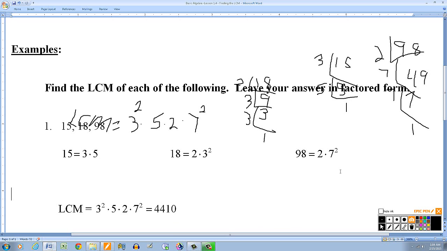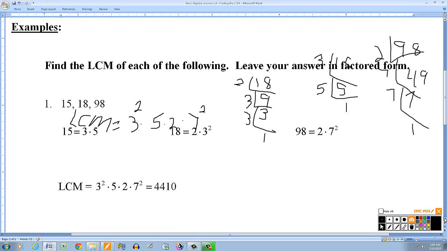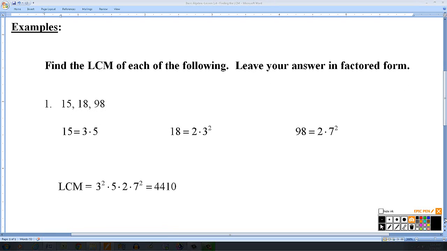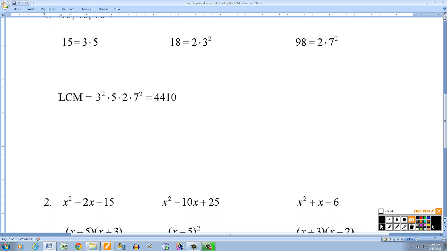That's one way you can check that you do have the correct answer. Okay. Now sometimes if your numbers are small, you can kind of figure out what the LCM is without having to do the factorization. But when you're dealing with algebraic expressions, it's not always that easy. Okay, so in the next example, I have 3 trinomials, and I want to find the LCM, or the least common multiple. Well, the procedure again is to factor.